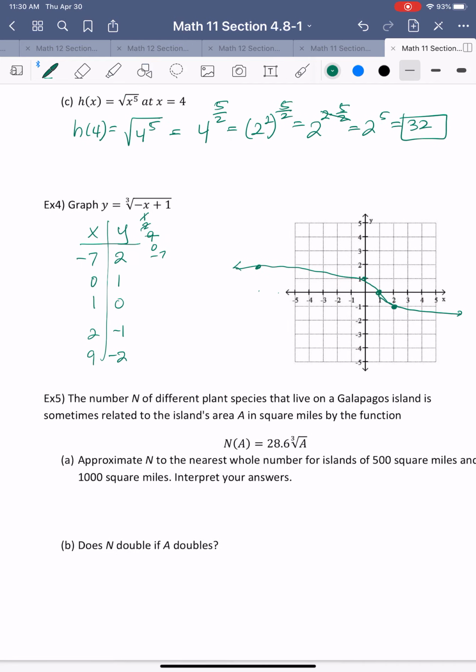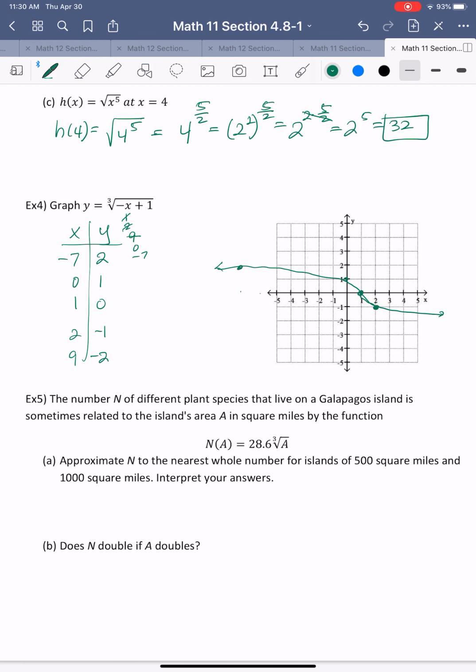Okay, example 5. The number n of different plant species that live on the Galapagos Islands is sometimes related to the island's area A in square miles by the function n of A equals 28.6 cube root of A. Approximate n to the nearest whole number for an island of 500 square miles and 1,000 square miles.